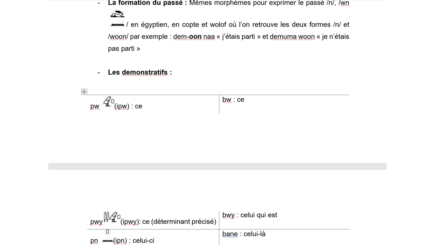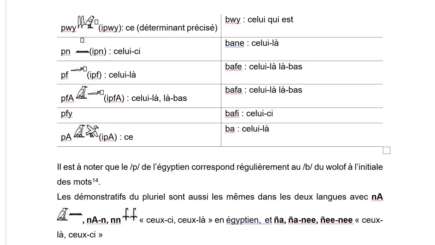I also already talked about the pronouns, which is very striking. This is really nearly the same pronoun. You have pu, this. In Wolof, you have bu, this. Pui, already this in Egyptian, but more precise. But in Wolof you have bui also meaning the one who is. Somebody who is going is bui dem. You see here also pan, pen. You have in Wolof bane, this one over there, etc. The same, really the same pronoun.